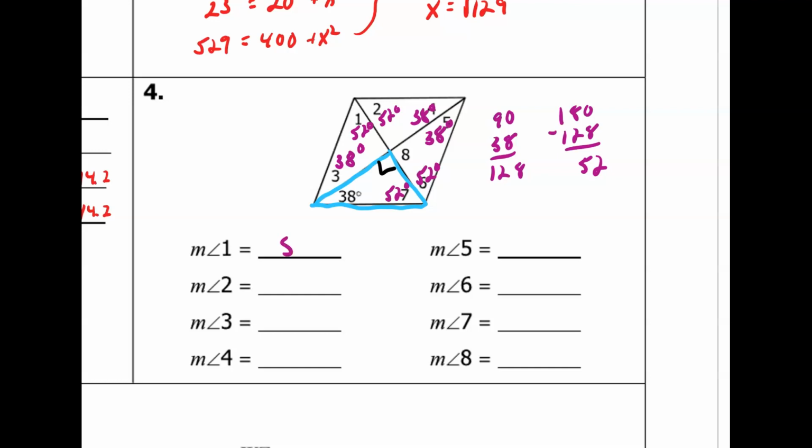Now we should be able to pretty much answer any question here. So angle 1 is 52. Angle 2 is also 52. Angle 3 is 38. Angle 4, where is angle 4? There it is. It's also 38. Angle 5 is 38. Angle 6 is 52. Angle 7 is 52. And angle 8 is in the middle. That's a right angle, so that's 90.